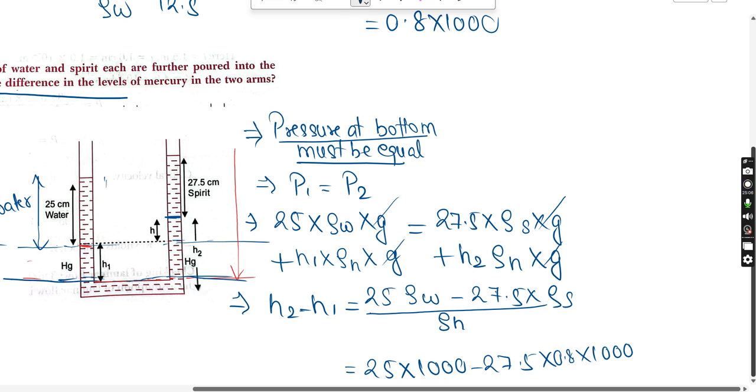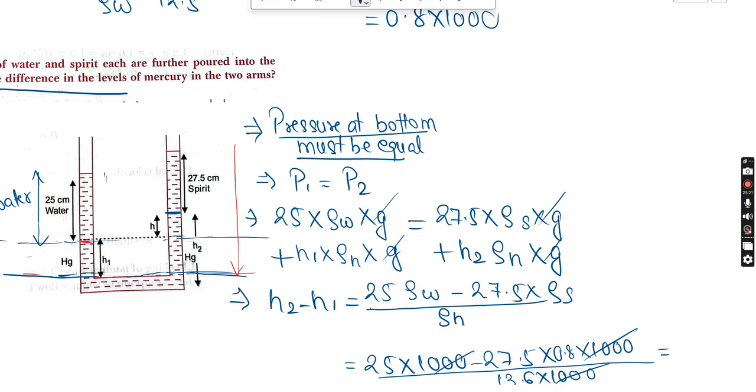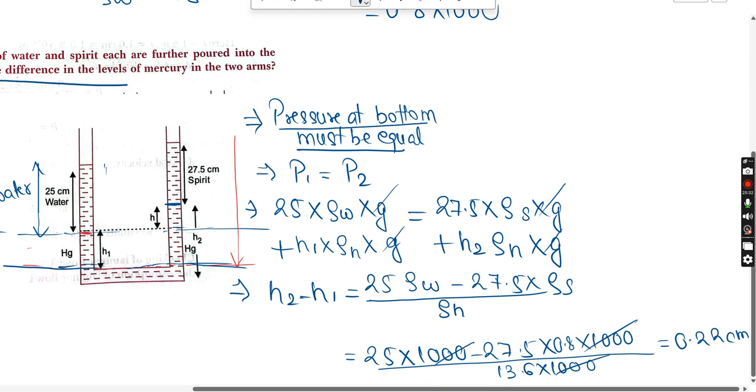Divided by mercury, right? Mercury density is again given. How much have they given? That is 13.6. 13.6 again, 1000 will come here, right? The 1000s will get cancelled out, right? So if you just multiply, at the last you are going to get 0.22 centimeter, right? So this is the height difference. I hope you understood my point, right? So this is about the height difference.